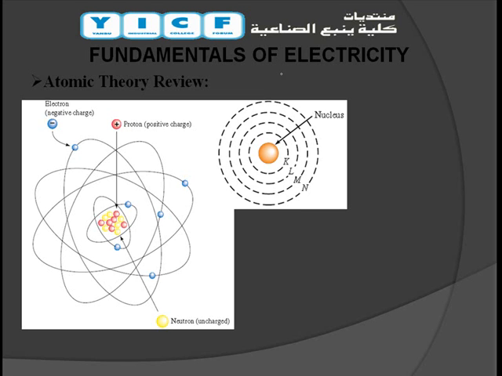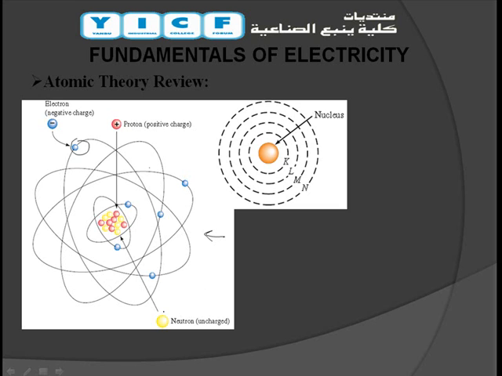And the basic principle of electricity is based upon the atomic theory, and we will begin with a review of this theory. The basic structure of an atom is shown in this figure. This is in its normal state. It has an equal number of electrons and protons, where these are the electrons orbiting around the nucleus.